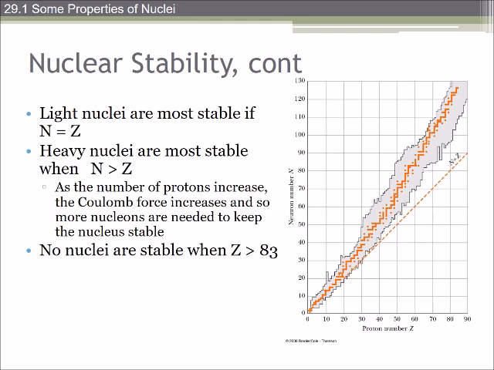Light nuclei are most stable if N is equal to Z, so the number of neutrons is equal to the number of protons. However, heavy nuclei are more stable when N is much bigger than Z. You can see that it follows a trend, where all these dots are the stable nuclei. And it's not until we get down to here where you want equal numbers of both. So as the number of protons increases, so must the number of neutrons, and the number of neutrons must actually exceed the number of protons for stability.